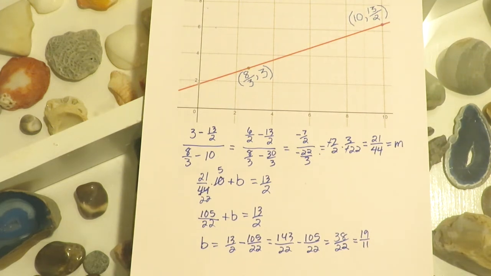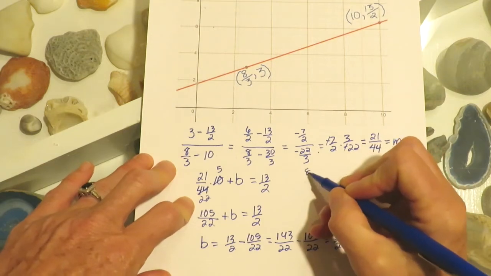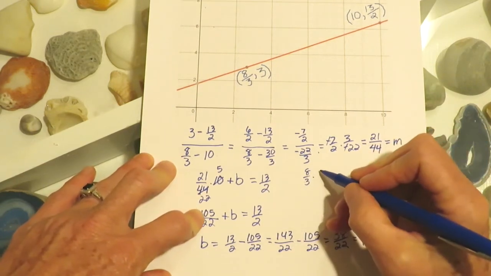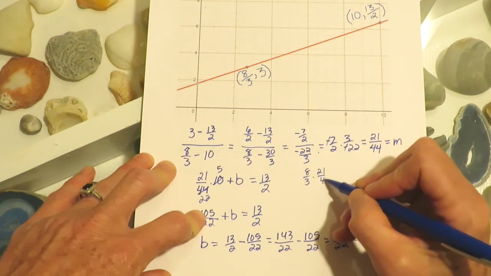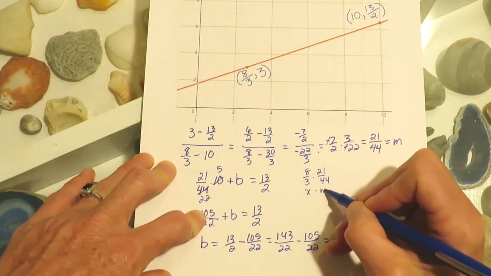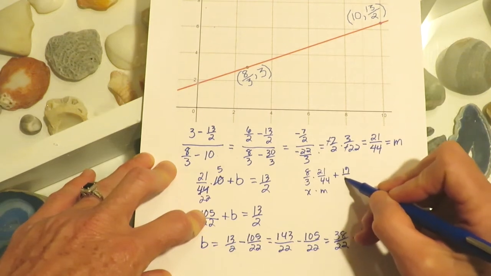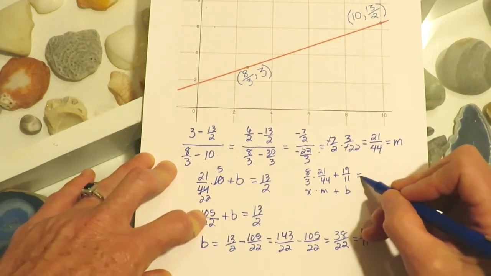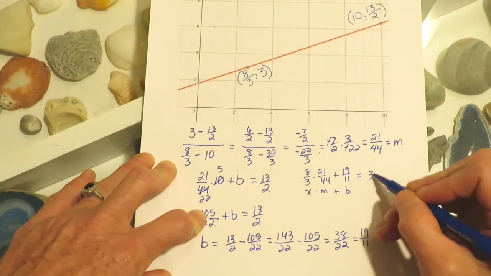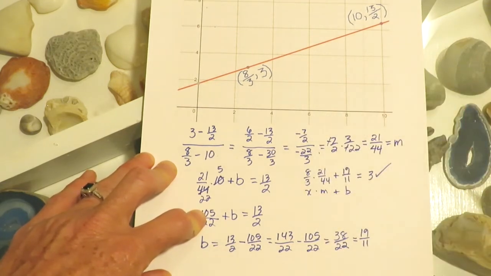So let's see if that works. We have 21/44 as our slope. If I multiply that by 8/3, and then add 19/11, I get 3. So 8/3 times my slope of 21/44, where this is x and this is m, and then if I add 19/11, which I think is the b, I end up getting 3. It checks. When I plug in 8/3, I get out 3.